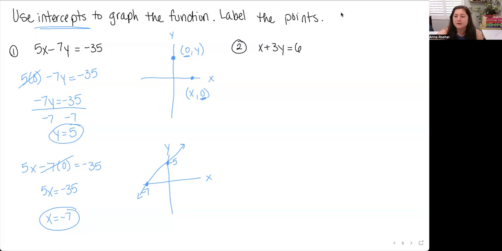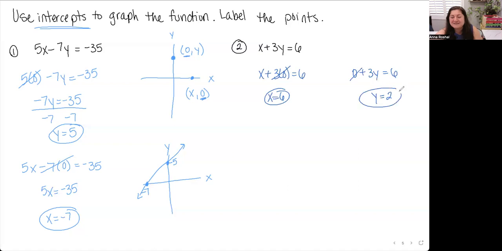So I'm going to change my color a little bit. Again, the same business. I want to know what my X value is. I want to know what my Y value is. So I'm going to create X plus 3 times 0 equals 6, and 0 plus 3Y equals 6. In this case, I know that this is 0. So X must be 6. And well, that's 0. So then I would just divide by 3 on both sides to get Y equals 2.